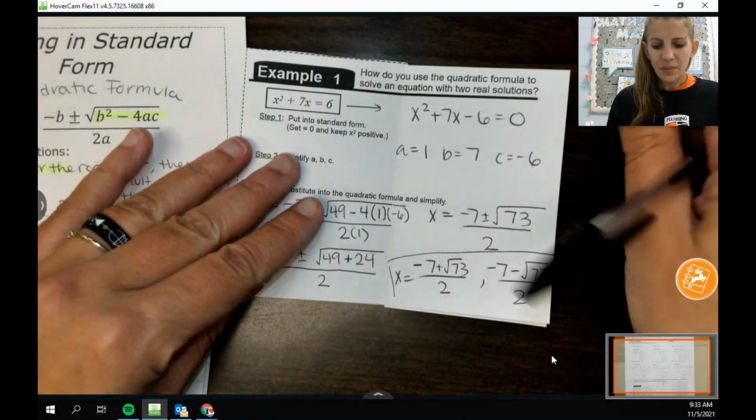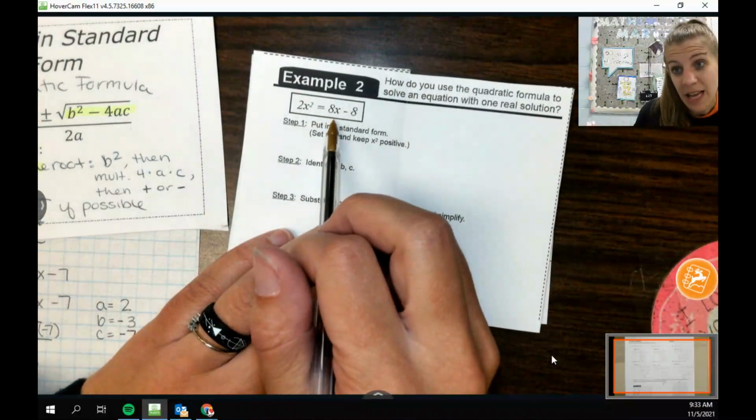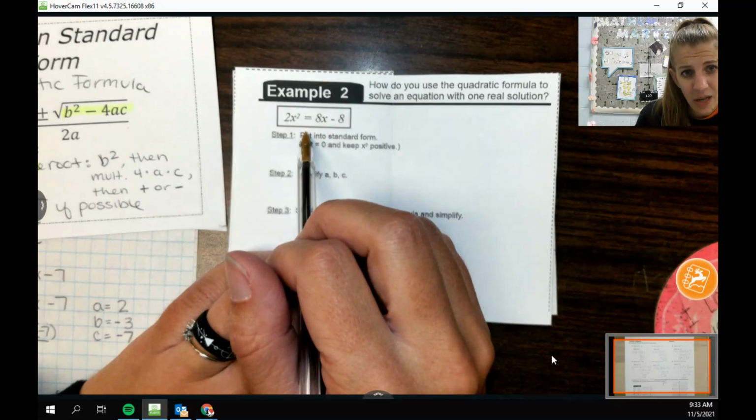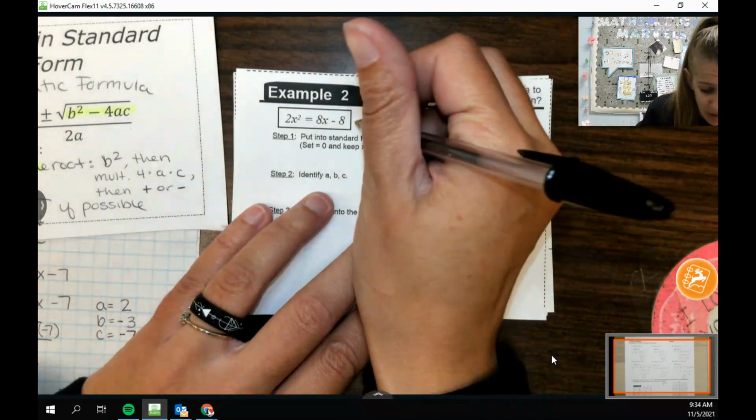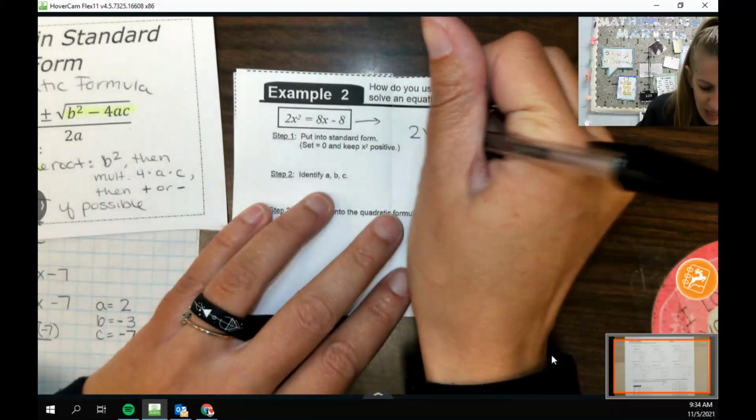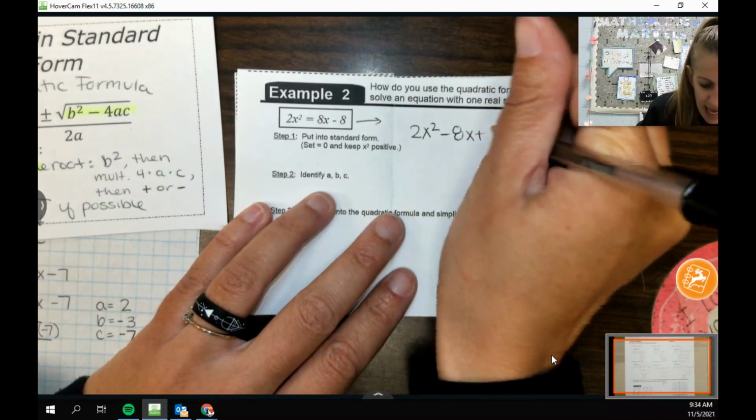Okay, let's try another. So looking at this one here, I definitely have to make it equal to 0 first. Also, I want it in standard form, which means everything needs to be on the same side. So I am going to keep the x squared positive and subtract the 8x and add the 8.